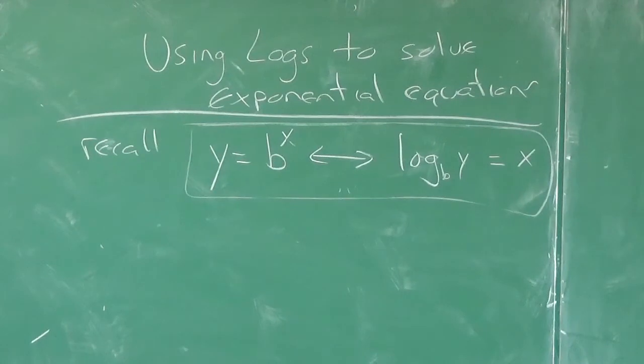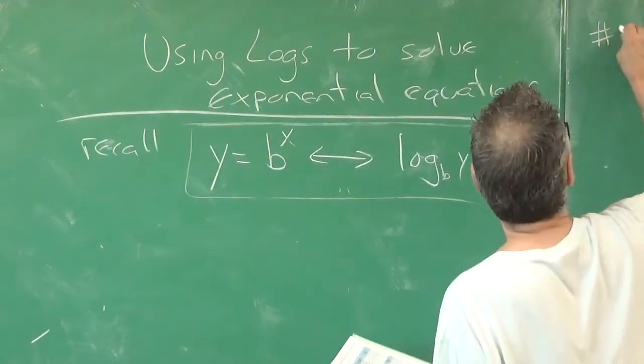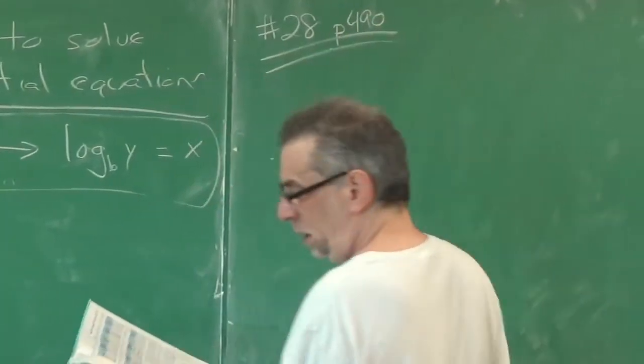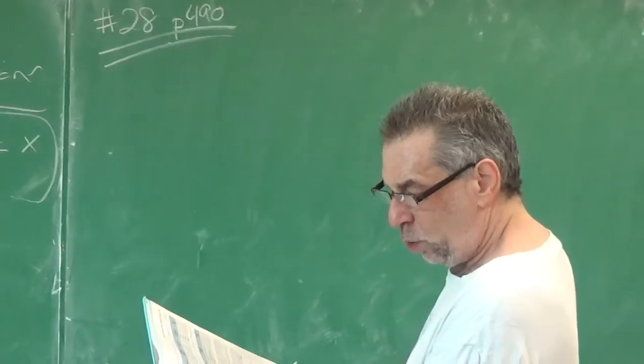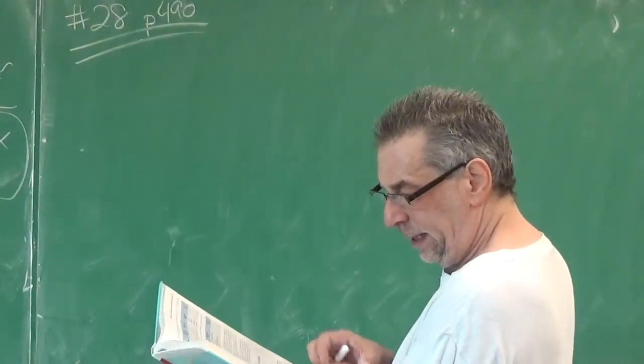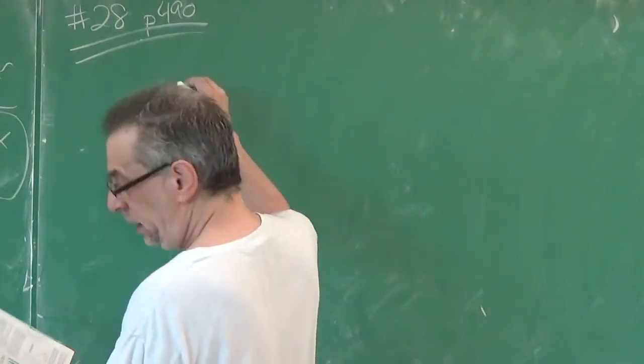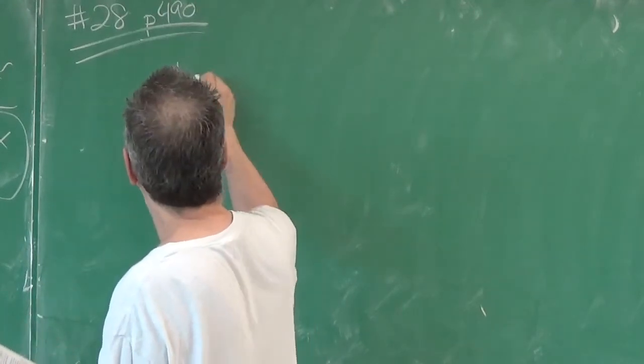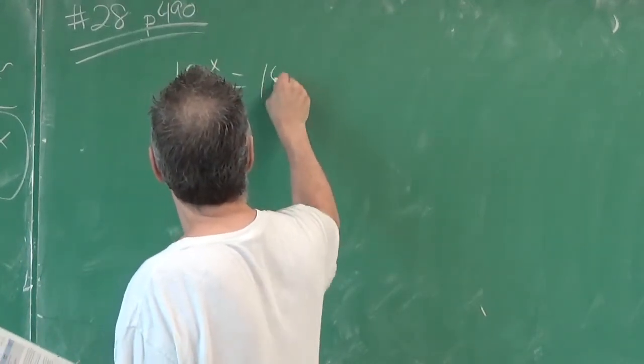So let's look at number 28 on page 490. And this is an exponential equation. 28, we said, is 19 raised to the x equals 143.